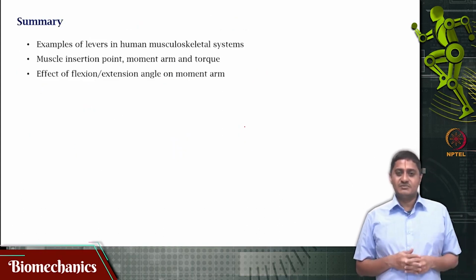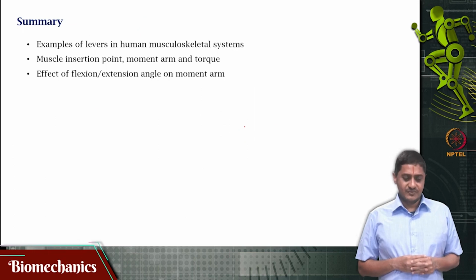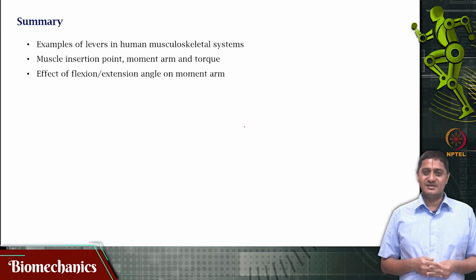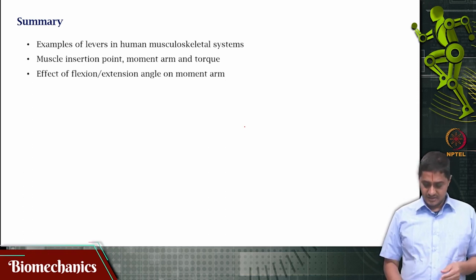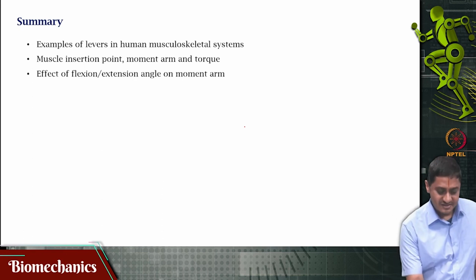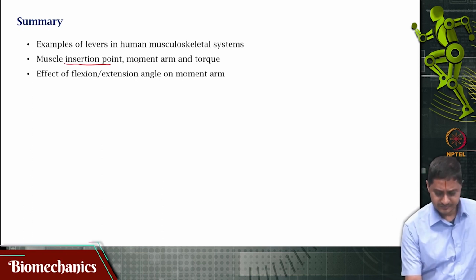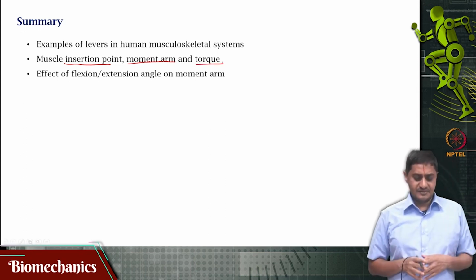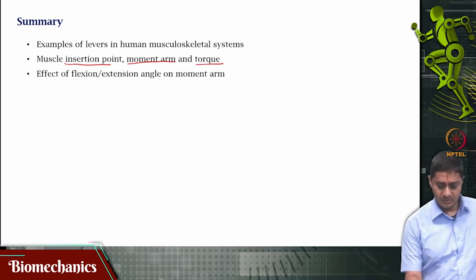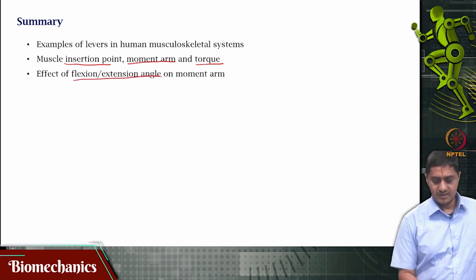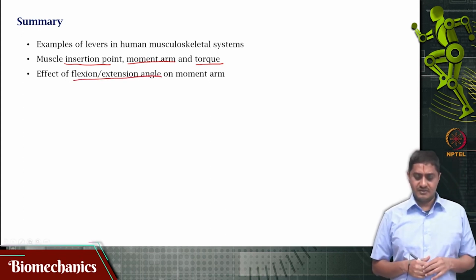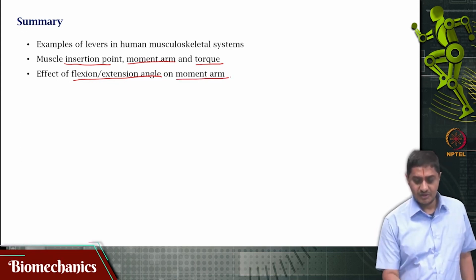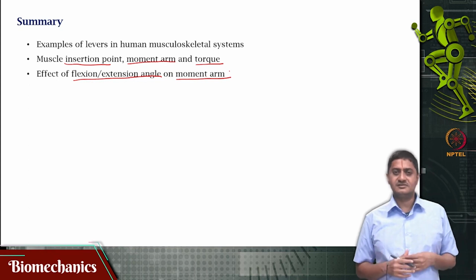So, with this we come to the end of this video. We saw some examples of levers in the human musculoskeletal system and how muscle insertion point, moment arm and torque are related, and how the angle of the flexion or extension, or in other words the configuration, affects the moment arm and further the torque that is produced.